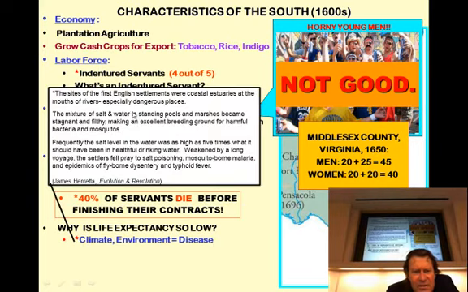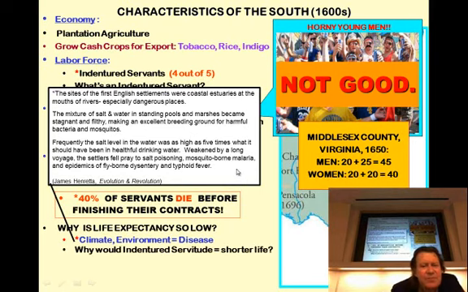Just check it out. The sites of the first English settlements were coastal estuaries and mouths of rivers. The mixture of salt water and standing pools and marshes became stagnant and filthy, an excellent breeding ground for harmful bacteria and mosquitoes. Frequently, the salt level in the water was as high as 5 times what it should have been. Weakened by long voyages, settlers fell prey to salt poisoning and mosquito-borne malaria. So that's what killed them.